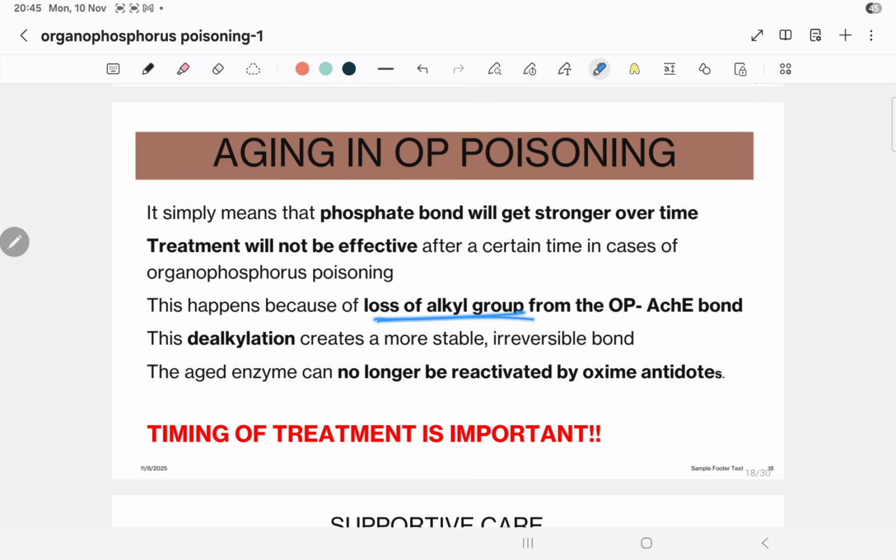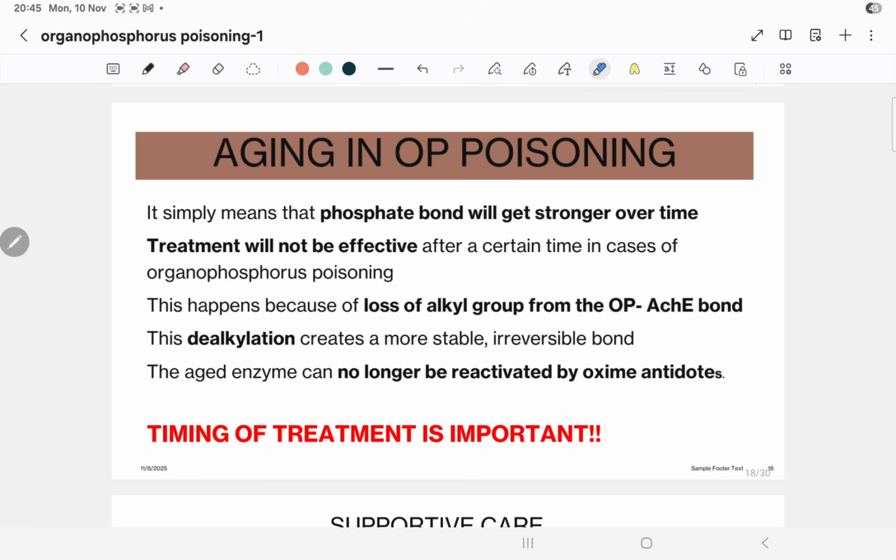So this bond gets stronger because of the loss of alkyl group over a period of time from the OP acetylcholinesterase bond. This dealkylation creates a more stable and irreversible bond, and the enzyme can no longer be reactivated by oxime antidotes. It is as simple as that. So timing of the treatment is important.